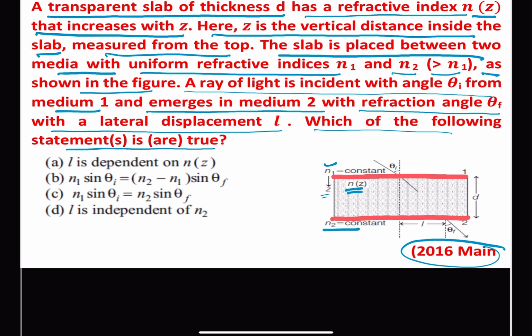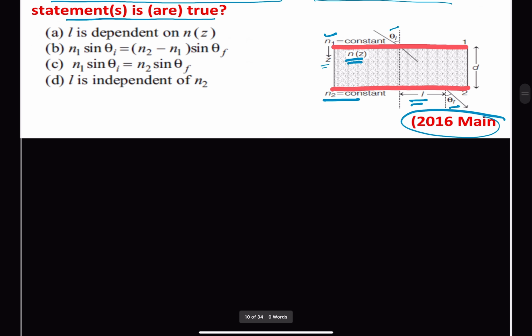The angle of incidence is given as theta i, the angle of emergence is given as theta f, and the lateral displacement is given as L. So the transparent medium has a non-uniform refractive index. It doesn't have a constant value. So we start from there.